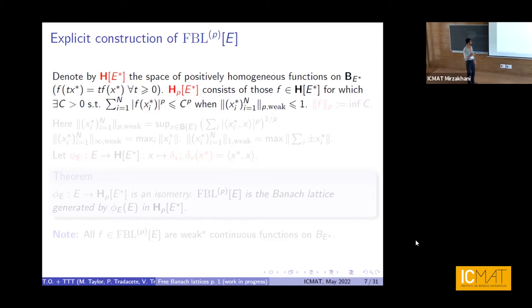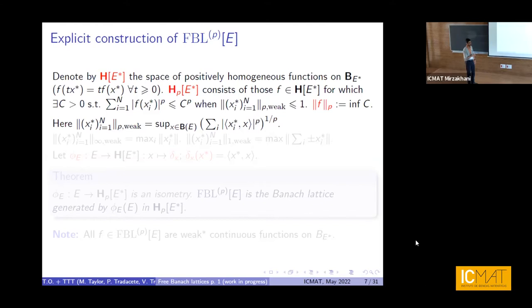And we denote by H_p of E star the set of all those positively homogeneous functions for which there exists a constant C, so that if we have a finite sequence x_i star in E star with the weak p-norm not exceeding one, then the strong L_p norm of f evaluated at x_i star does not exceed C to the power p. And we denote the p-norm of f as the infimum of all the C's with this property.